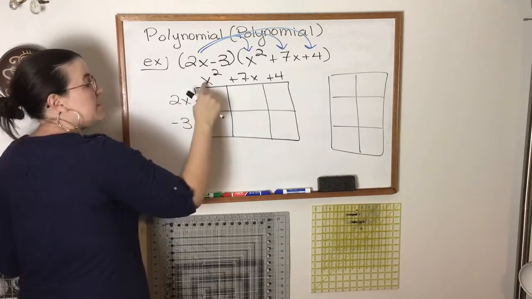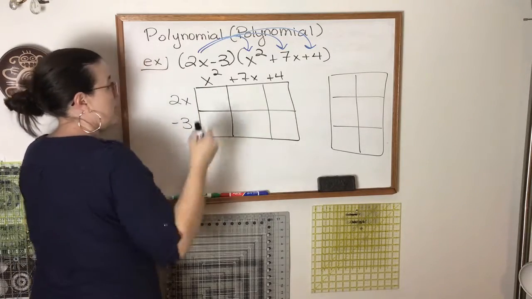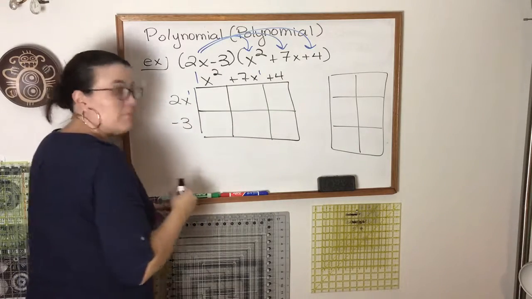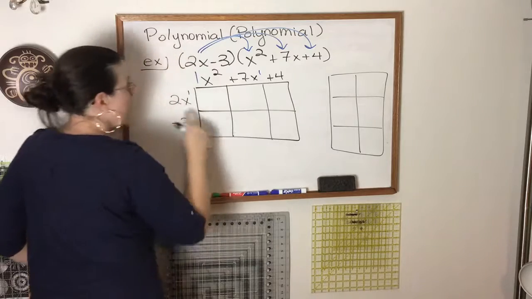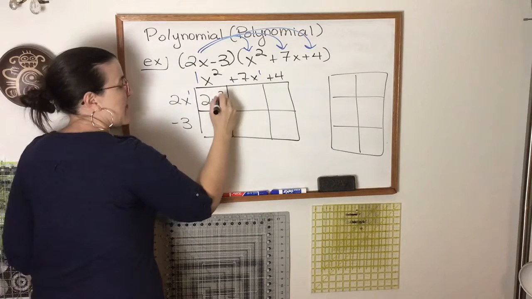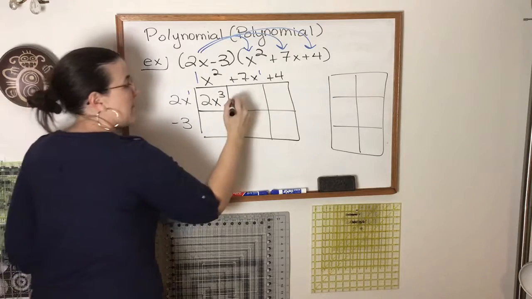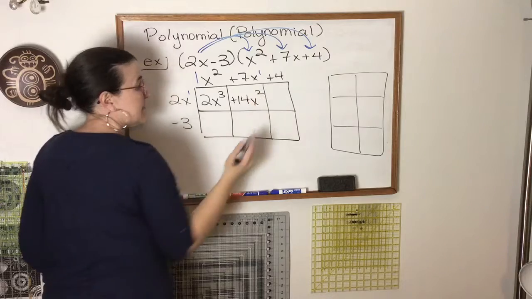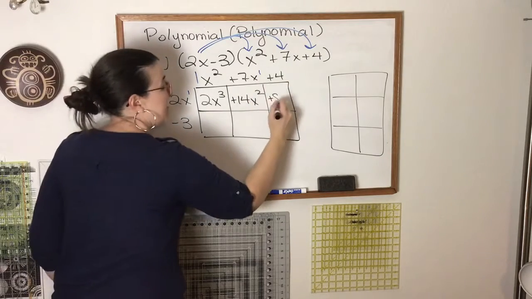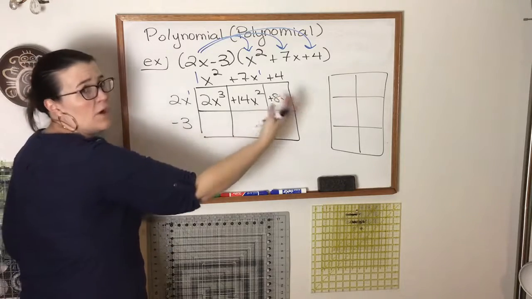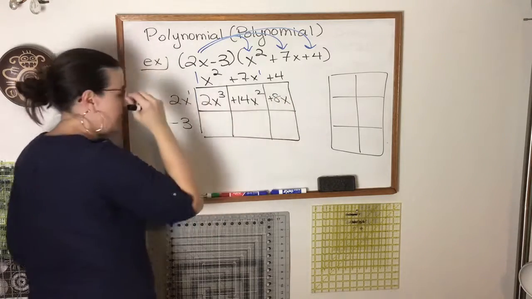All right, this is an invisible 1. If you need the invisible powers, make sure you put the invisible powers on. If you don't need them, don't bother. All right, I have 2 times 1 is 2. X to the first times x squared is x to the third. 2 times 7 is positive 14. X to the first and x to the first is x to the second. 2 times 4 is 8, and the x comes along for the ride. You can put the 1 there again if you want. You can leave it off. It still means the same thing.